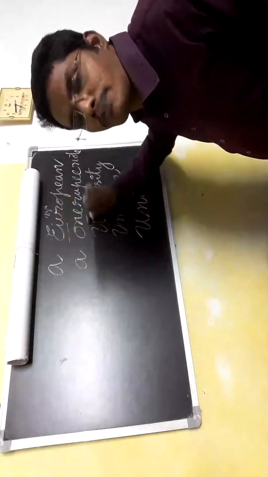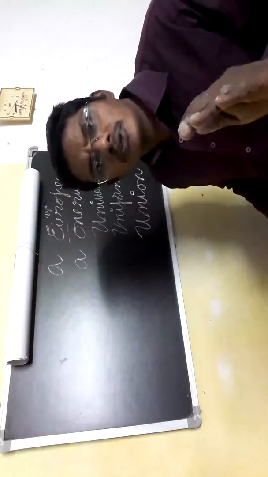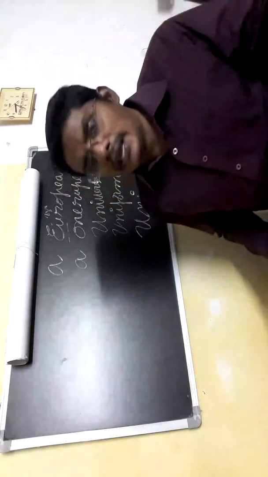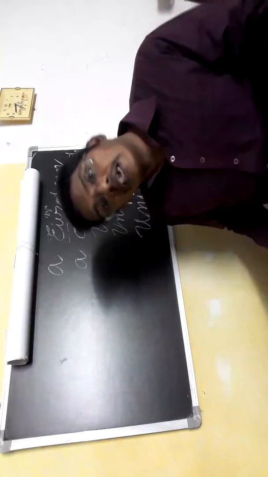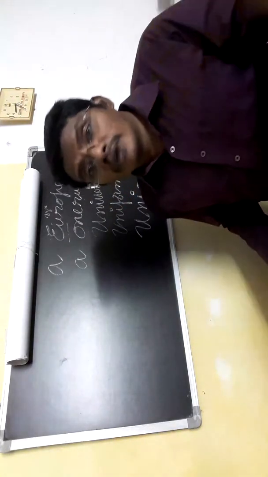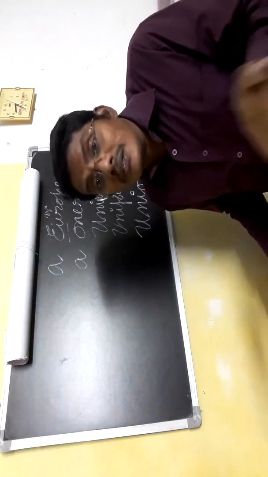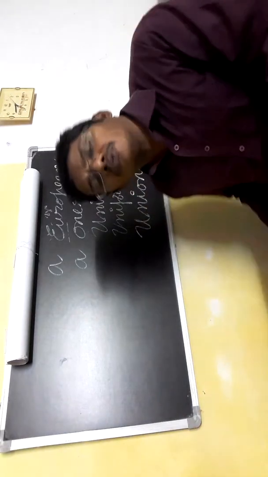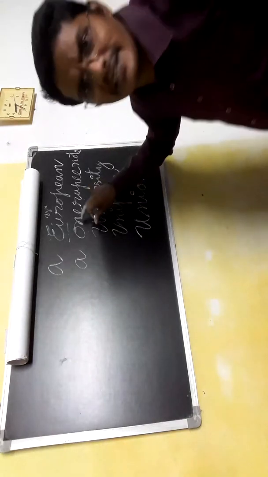So before the vowel sounds, we have to use an. Before the consonant sounds, we have to use a. Certain consonants give vowel sounds. Certain vowels give consonant sounds. Are you able to follow here? So that is an example here.